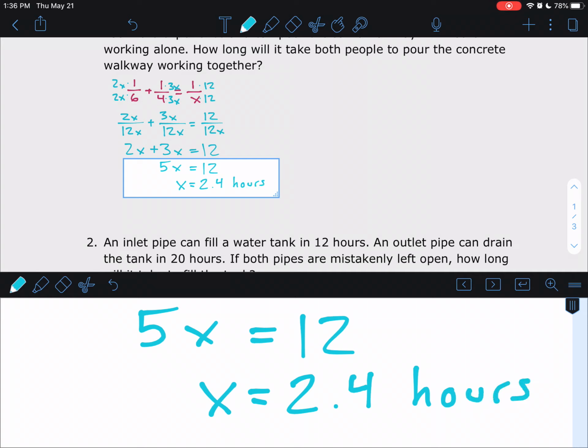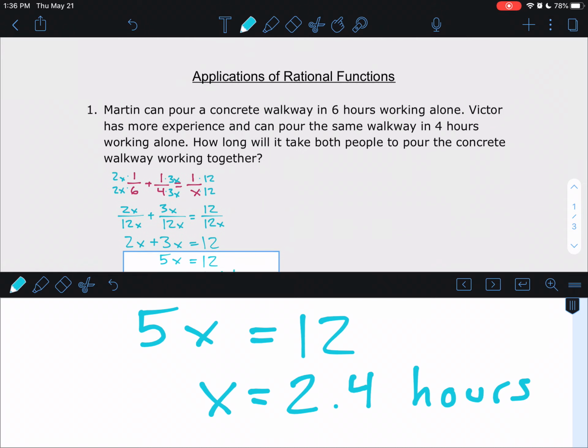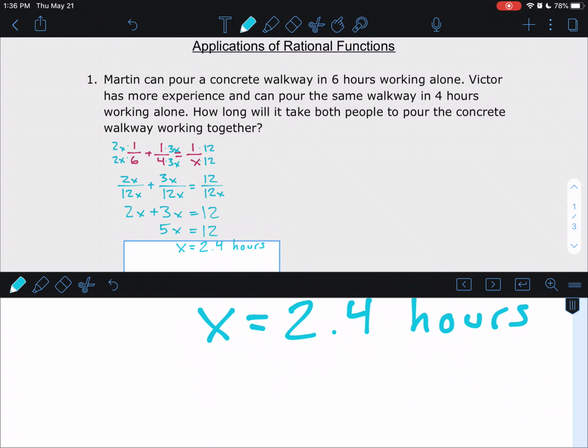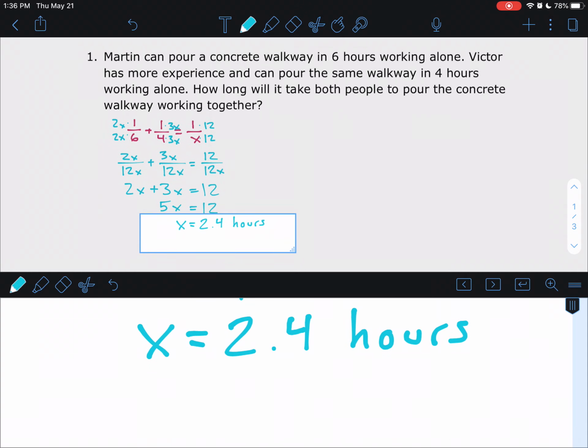So that's all we would have to have for this problem. It's 2.4 hours. And it's not going to take them 10 hours. It's not going to take them a longer time. But if Martin and Victor are working together, it's going to take them 2.4 hours. And I think that's, yeah, that's 2 hours and 24 minutes. So yeah, 2.4 hours.